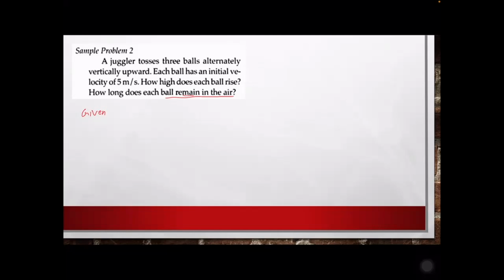Yes, Nathan. Initial velocity, sir. Nakalagay naman dyan, no? Initial velocity, 5 meter per second. So, therefore, this is Vi equal to 5 meter per second. Next, another given which is not indicated in the problem.